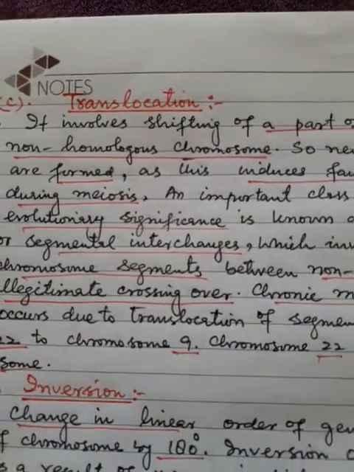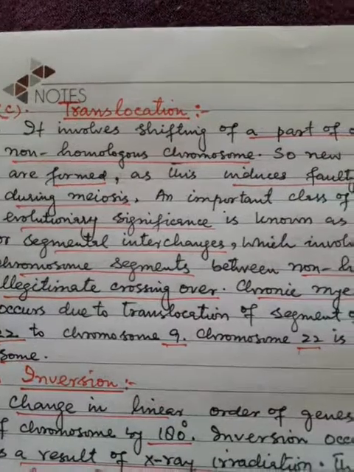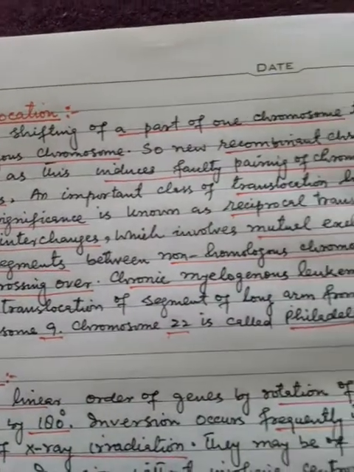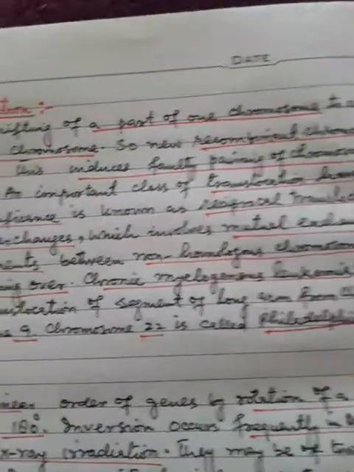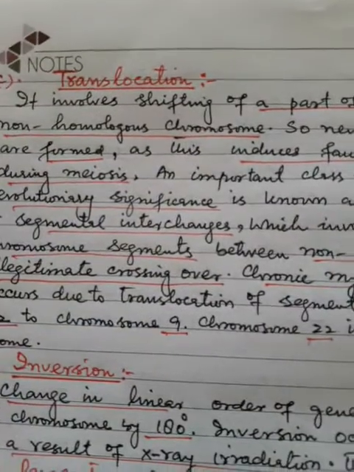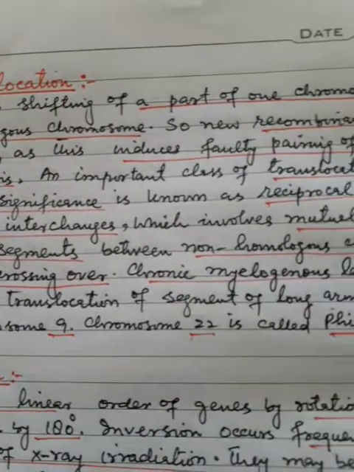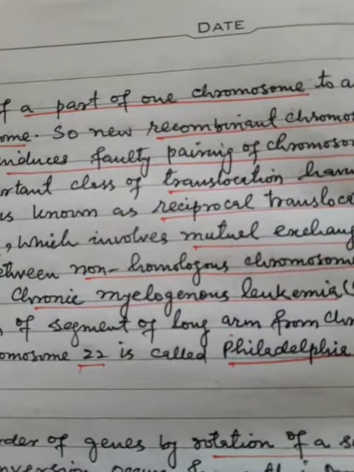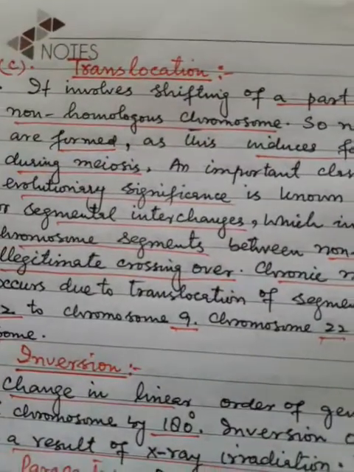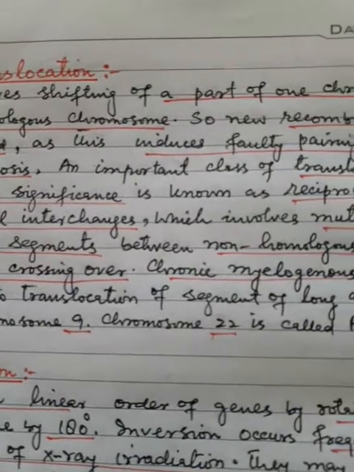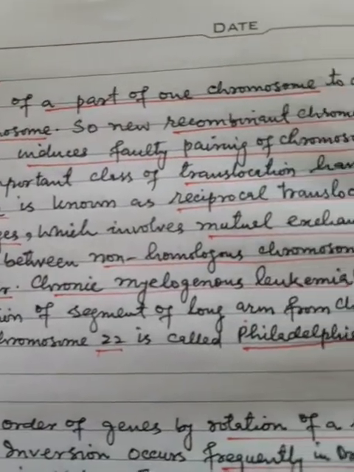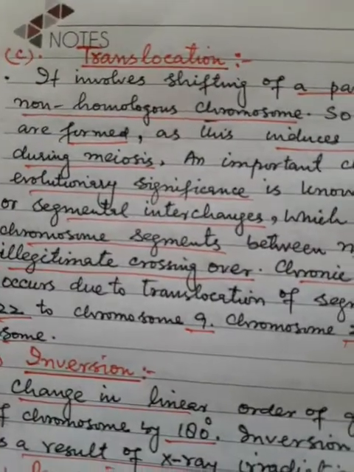Translocation involves shifting of a part of one chromosome to another non-homologous chromosome, so new recombinant chromosomes are formed, as this induces faulty pairing of chromosomes during meiosis.